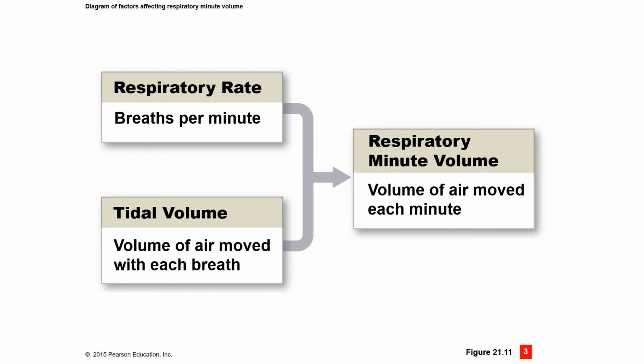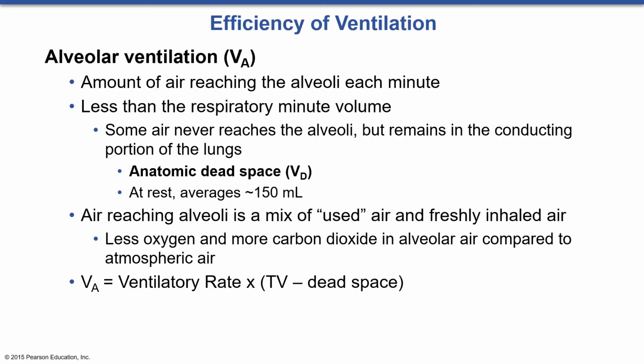This is simply a diagram showing you how those two variables coincide together. Our respiratory rate is our breaths per minute, and our tidal volume, remember, is the amount of air moved with each breath. Multiply these together and we get our respiratory minute volume, which is the volume of air moved each minute. Alveolar ventilation is the amount of air reaching the alveoli each minute.